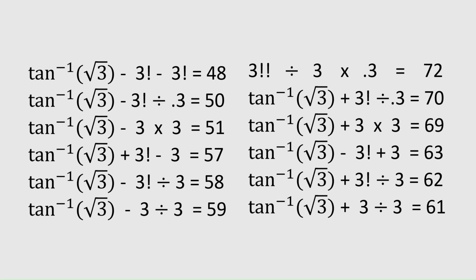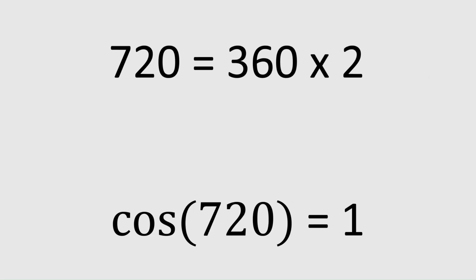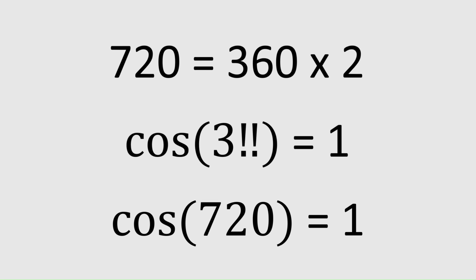You can see that we actually use 3 with 2 factorials on it, which is actually 6 factorial, which is 720, and by dividing that by 10, we get 72. 720 is also useful because it's 360 multiplied by 2, which means that cosine 720 is 1. This means that we have a way to make the number 1 using only 1 3.